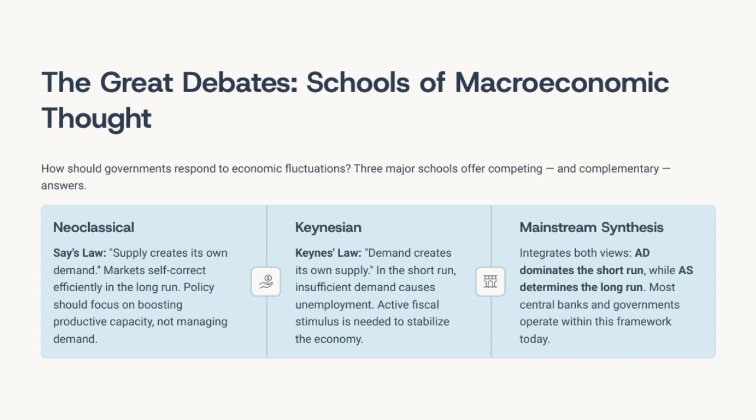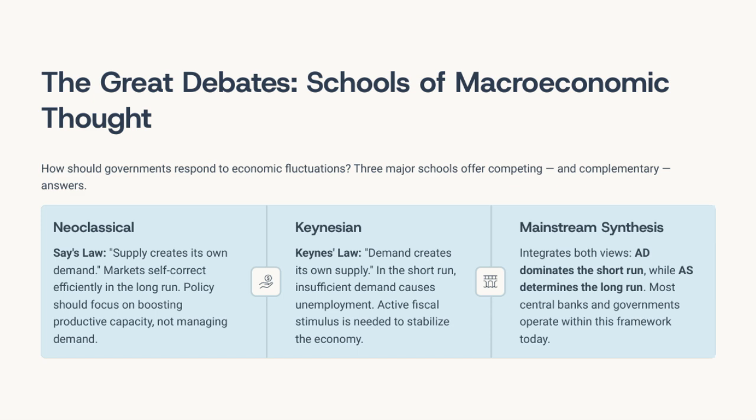Moving to the core ideas, we have the mainstream synthesis, which blends the insights of Keynesian and classical economics. Keynes' law, which states that demand creates its own supply, highlights that during downturns, insufficient demand can lead to unemployment, and active fiscal stimulus is necessary to stabilize the economy. It's about boosting demand to get the economy moving again.